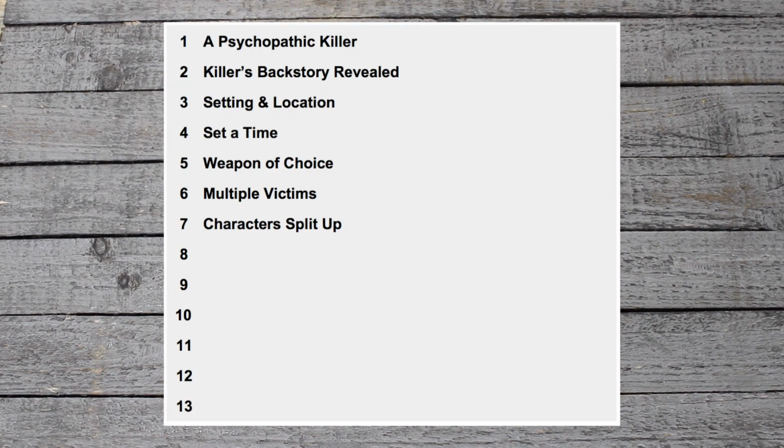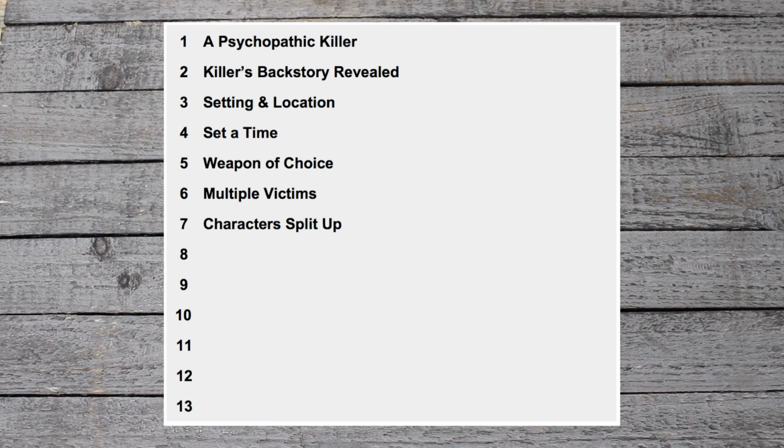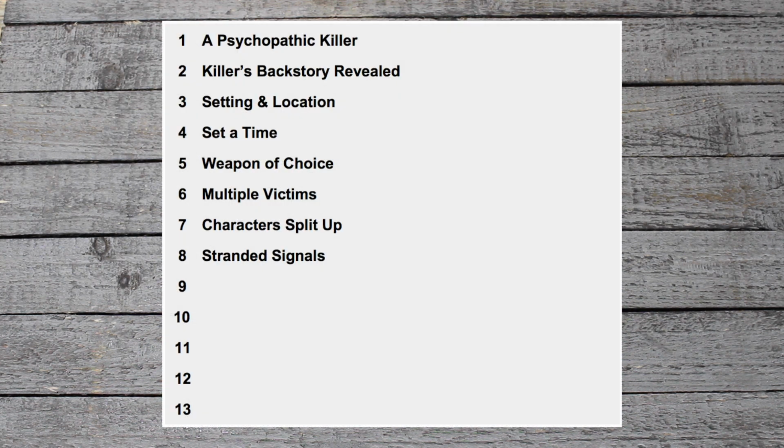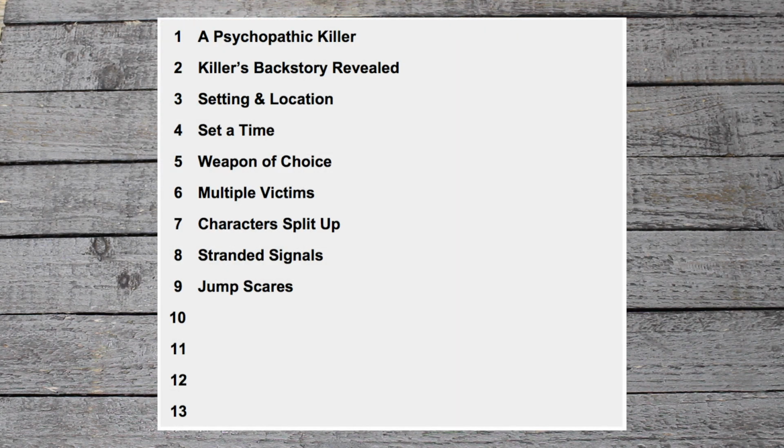7, characters split up. When there's a group, it must be split up. The group separates, making them easy targets for the killer. Furthermore, the characters will be killed off one by one rather than together, which allows each character to get their own unique death. 8 is stranded signals. Communication is often disabled or non-existent in slashers. 9, jump scares. Though cliche, it is effective in raising the audience heart rate, which is really the point.